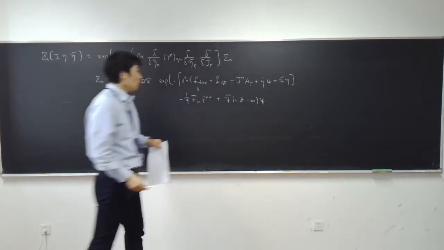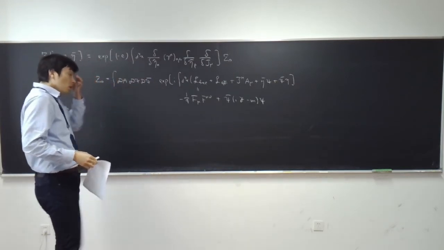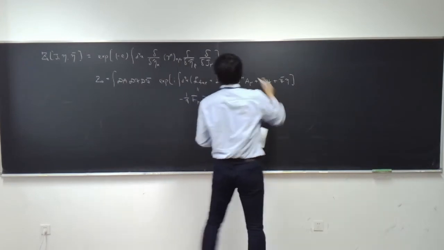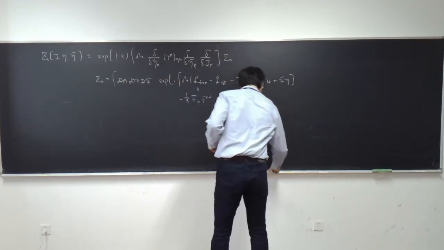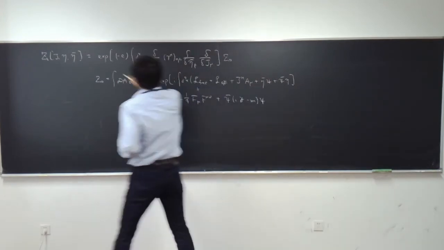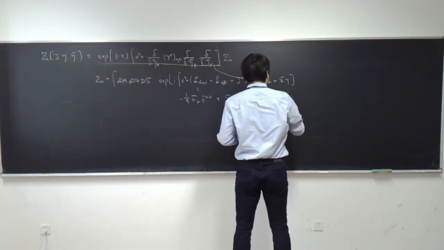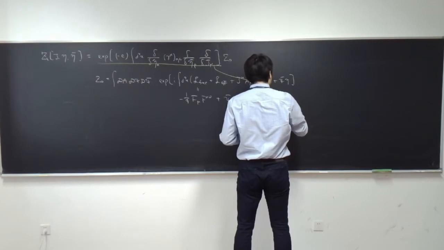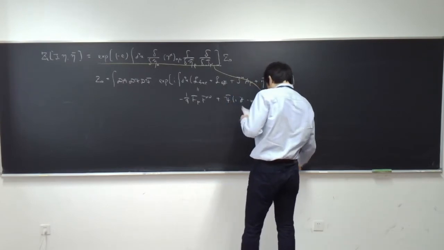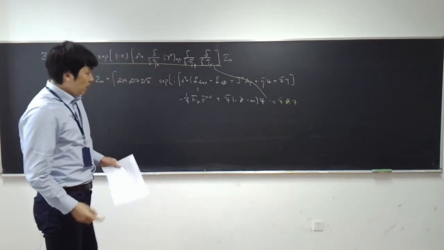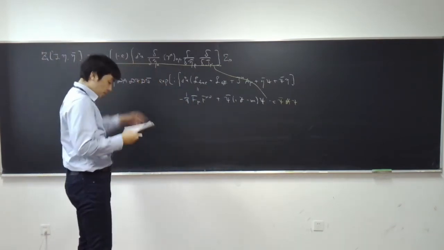Okay, so then this will create the interaction term. This essentially will create the interaction part, which is something like minus e psi bar A slash psi. This is essentially the effect of this derivative.